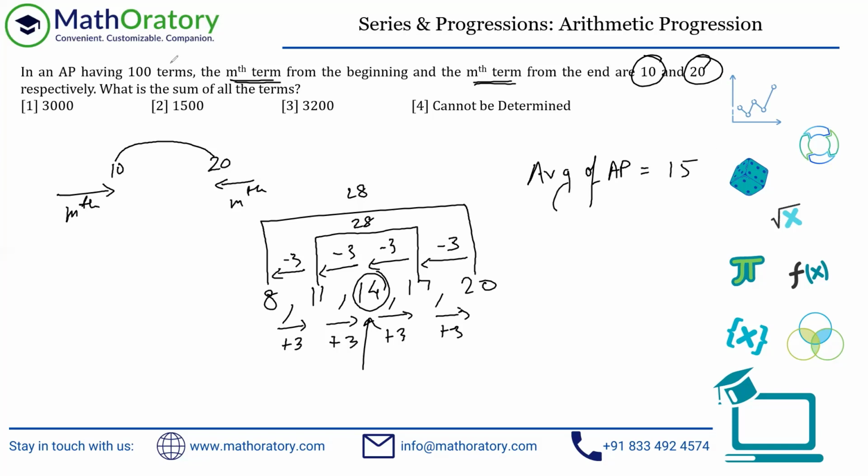And since we know that there are 100 terms, the sum of any number of terms will always be the average multiplied by the number of terms. So the average is 15 and the number of terms is 100. Just multiply these two to get the sum here. So it's a pretty easy question if you understand the basic idea of AP. Don't mark them up. Just remember this idea. It's a very easy one to understand.